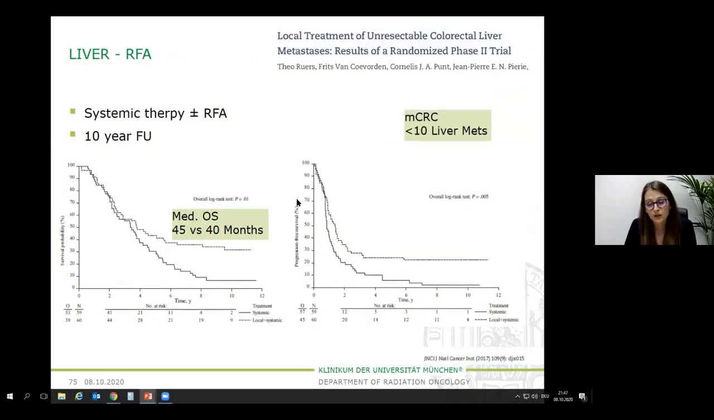For liver, we have a similar study, which is not so famous, for RFA. It was colorectal cases with less than 10 liver mets. And also here, the curves are very similar. You have a survival benefit if you do RFA on the liver lesions.